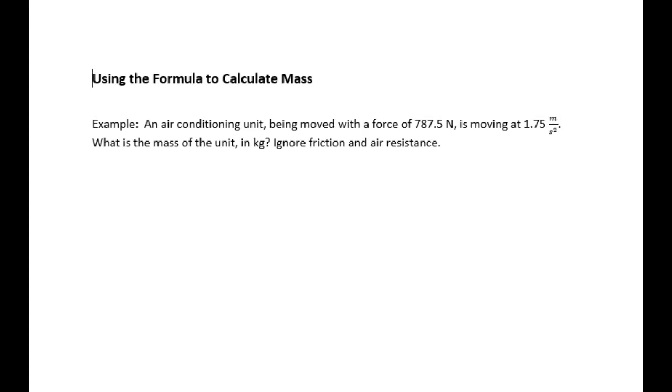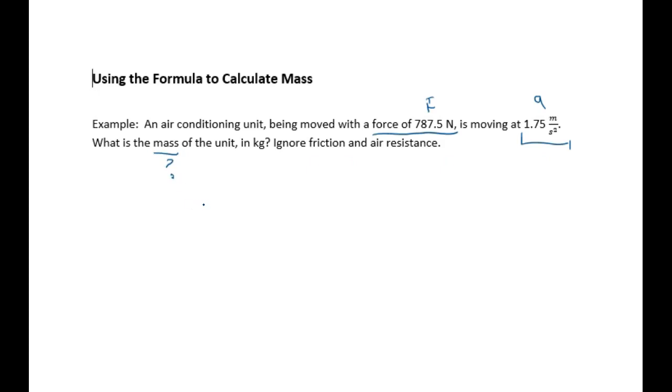So this one we're still actually dealing with the force equation. It's just that we are using it to find not the force, but another unknown within the formula. So what do we actually have given in the question? We have our force is given as 787.5 newtons, so that's our F value, and it is moving at 1.75 meters per second squared, so that's our acceleration value, and we'd like to know what the mass is.